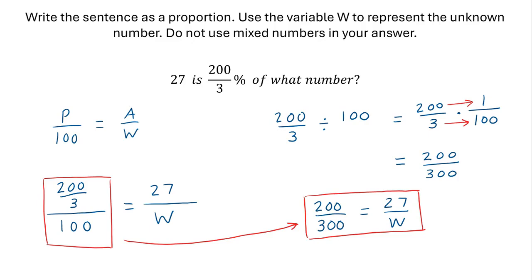And that gives us the proportion 200/300 equals 27/W. Or if we choose to reduce the 200/300, we could divide the numerator and denominator both by 100, and that'll give us 2/3 equals 27/W.